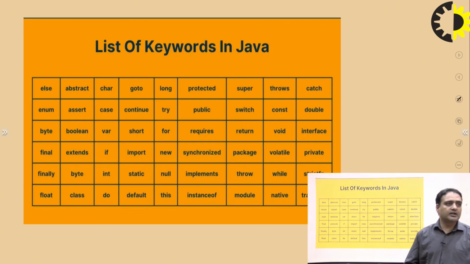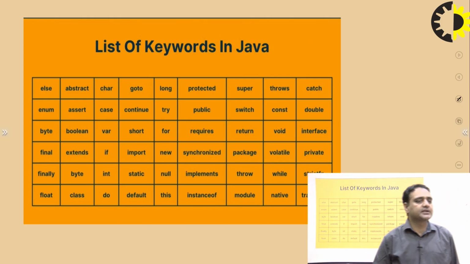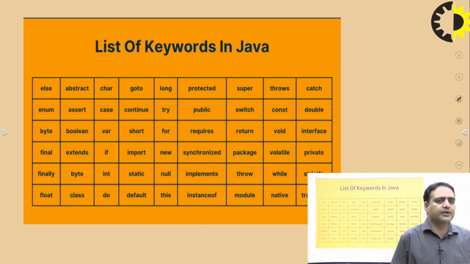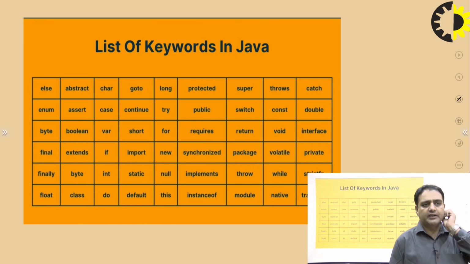List of keywords in Java: else, abstract, char, goto, long, protected, super, switch. Some keywords we already knew from C++, but in Java you also have else, enum, byte, final, finally, float, class. Then there are try, catch, and finally, which you use when studying the concept of exception handling. In Java, we avoid using the goto and const keywords.